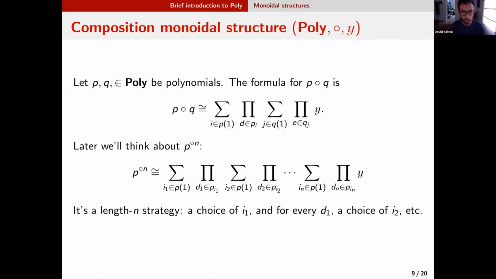And so we're going to think about P composed with itself n times. What is it? It's a choice of position in P, and for every direction in that position, it's a choice of position in P, and for every direction there, you keep going, and then eventually, after you do that n times, you just give the future. So it's like a length n strategy where you choose a position, and then whatever direction they choose, you choose a new position, n times.